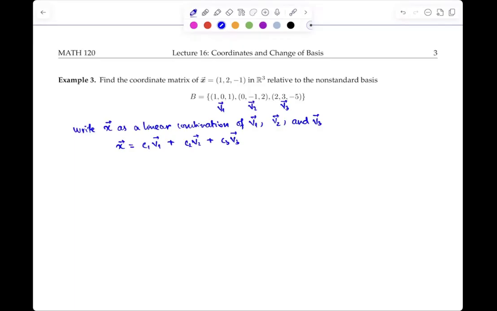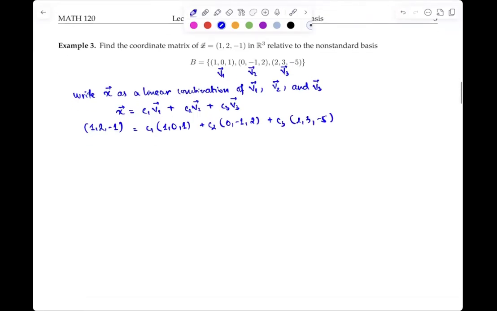You know the value of x, you know the values of v1, v2, and v3. Put everything in this equation. You're going to get (1, 2, -1) equal to c1 times (1, 0, 1) plus c2 times (0, -1, 2) plus c3 times (2, 3, -5). Okay, so from here, you need to find the values of c1, c2, and c3. You have this vector equation. Now you can turn this into a system of linear equations.